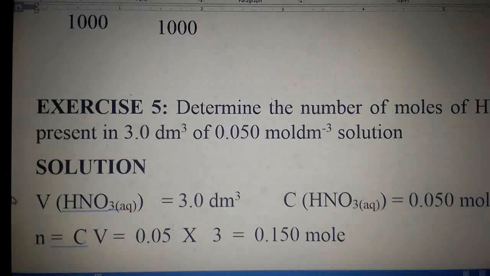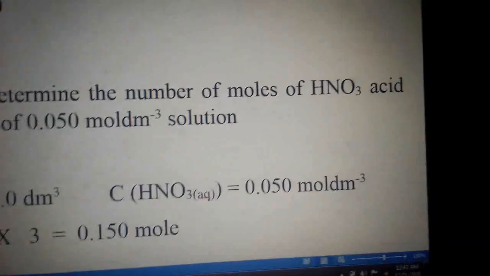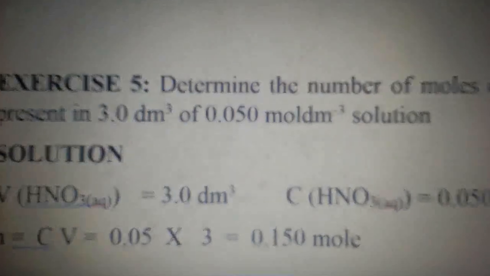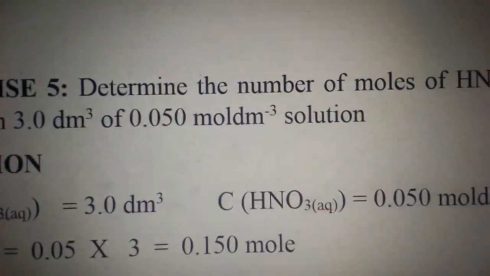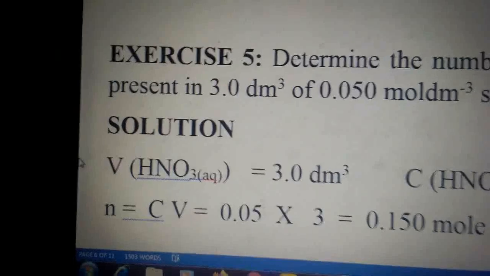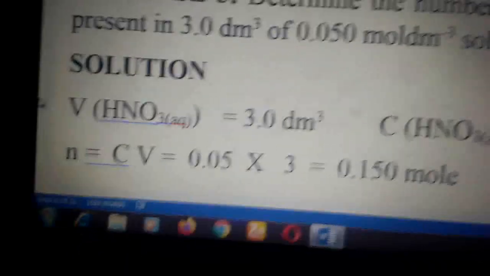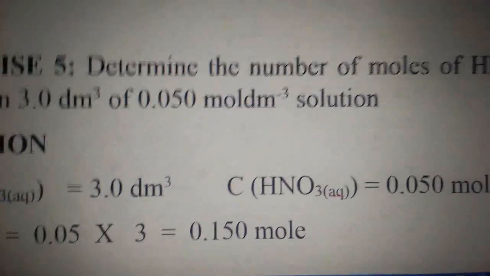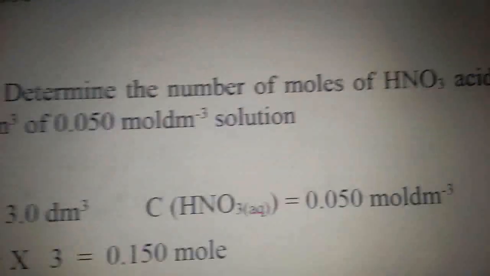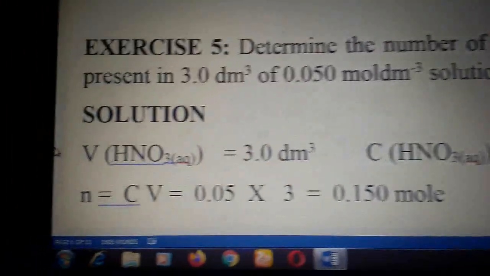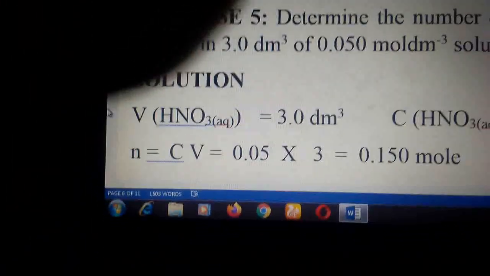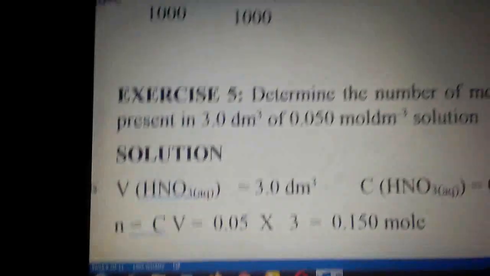Going to exercise 5 that says determine the number of moles of HNO3 acid present in 3 dm³ of 0.05 mole per dm³ solution. So this is volume. The volume of that solution is 3.0 dm³. And this is concentration, which is 0.05 mole per dm³. So the number of moles is given by CV. Equation 5 applies here. Number of moles equal to CV.